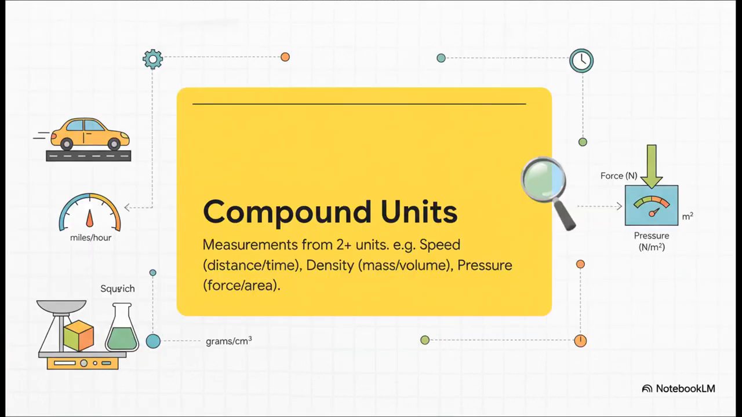Okay, compound units. They're everywhere. But here's the secret. The unit itself tells you the formula. Speed is in miles per hour. That literally means miles divided by hours. Density is in grams per centimeter cubed. That's mass divided by volume. Pressure is newtons per meter squared. So that's force divided by area. If you know these three, you're golden.